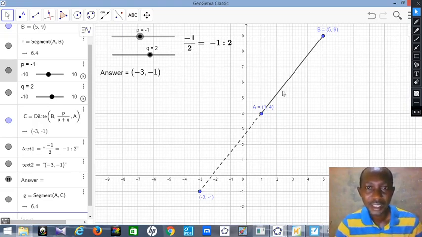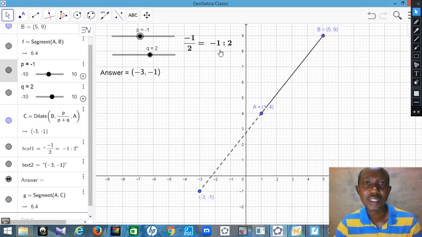Now you can see that A and B has been divided externally according to this ratio. That means one of the ratios is negative. If one of the ratios is negative, that means your division is going to be external. What this means is that since the first point is -1, you are going to move in the negative direction from A. That's why you see it's outside. Negative direction will not be inside. Positive direction is inside the line, but negative direction will be outside. That's why we say external division.